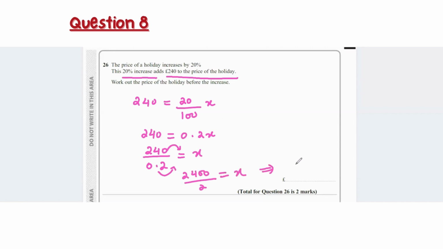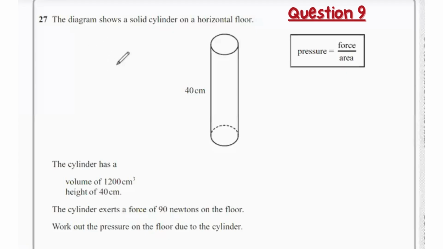And that is equal to 1200 pounds. The next question says the diagram shows a solid cylinder on a horizontal floor. The cylinder has a volume of 1200 centimeter cube and a height of 40 centimeters. The cylinder exerts a force of 90 newtons on the floor. We need to work out the pressure on the floor due to the cylinder.